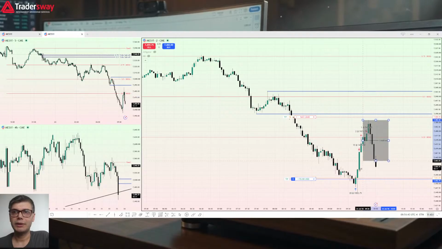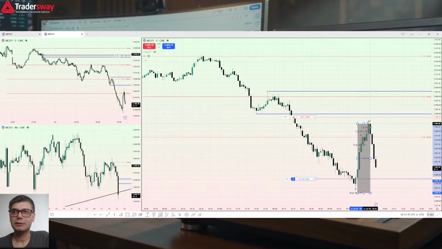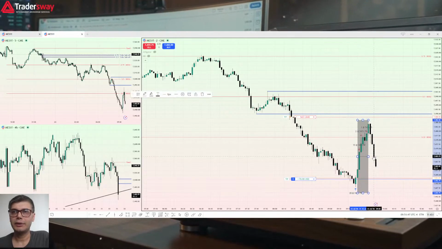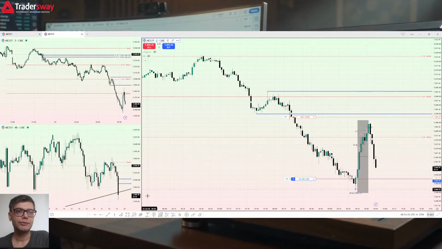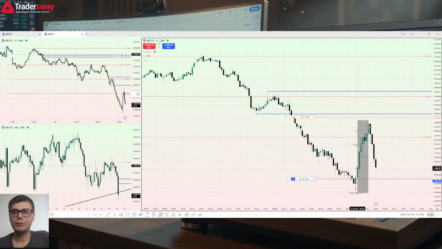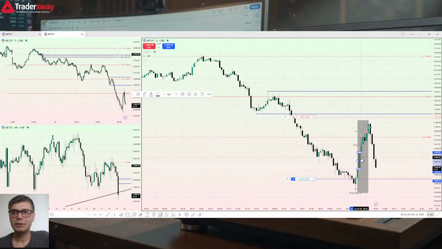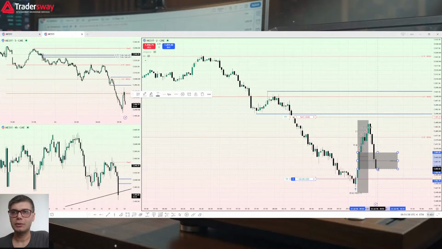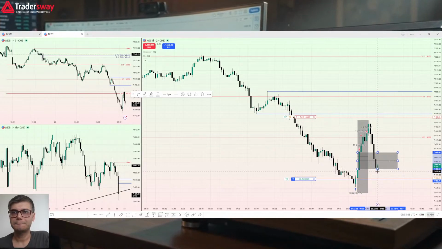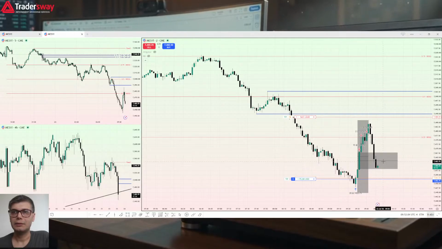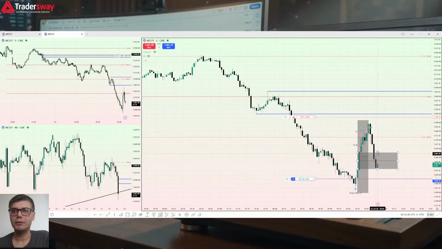But if I measure the entire leg, now over here, we see it closed below it and there's a gap. So if the market wants to stay bullish, it should not close below 7,458. If it does, then the market can also make a new low.